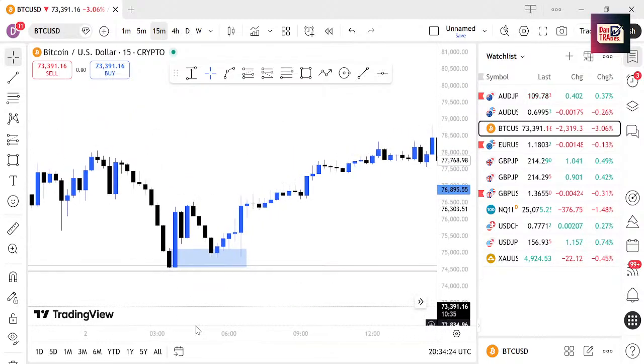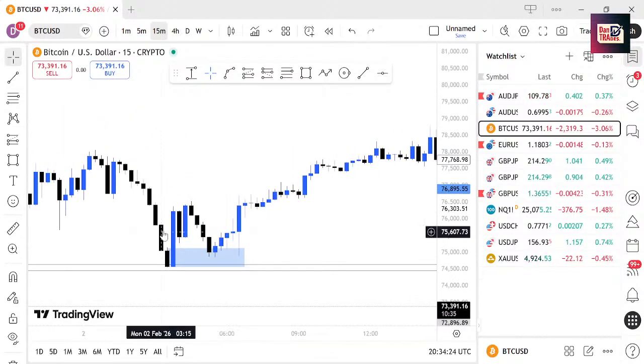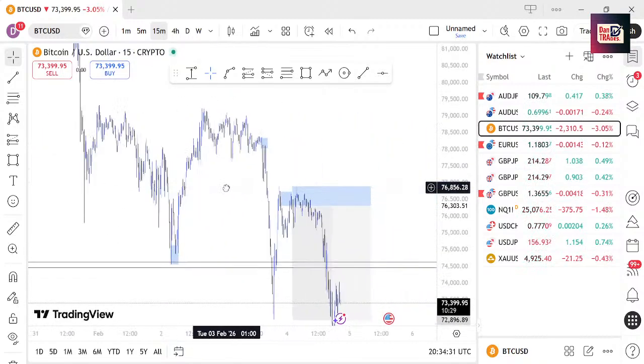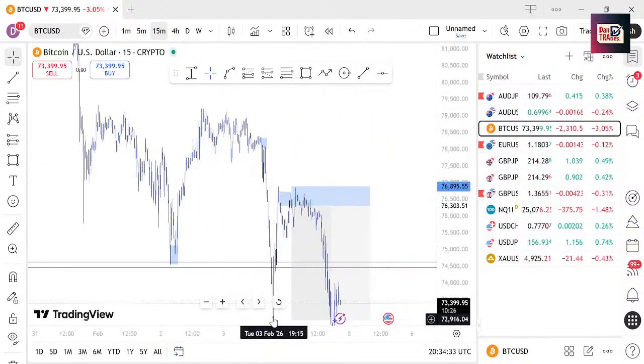So as you can see, after price filled it, it continued moving to the upside until it got to a place and said, okay, I think we are cool here, and price decided to come down once again.